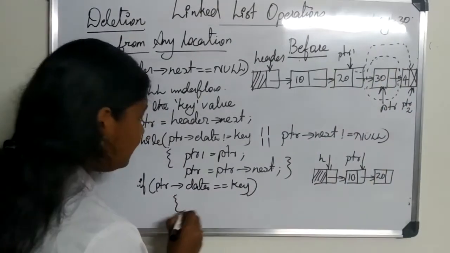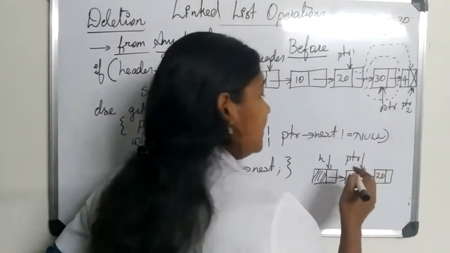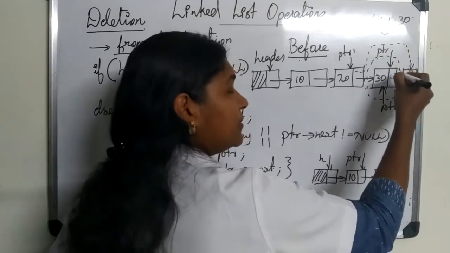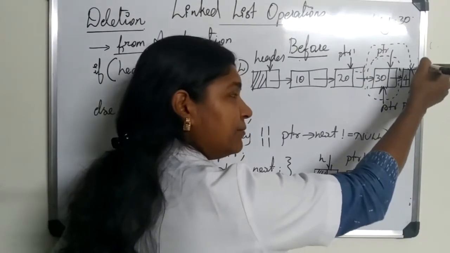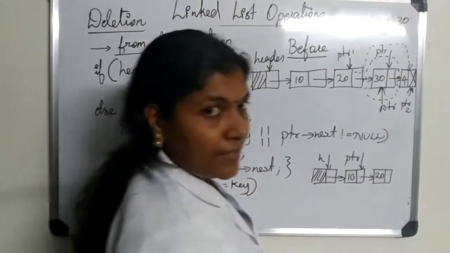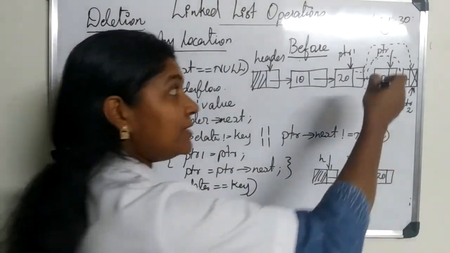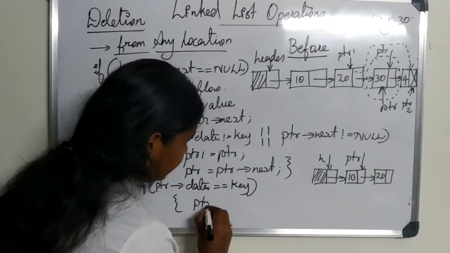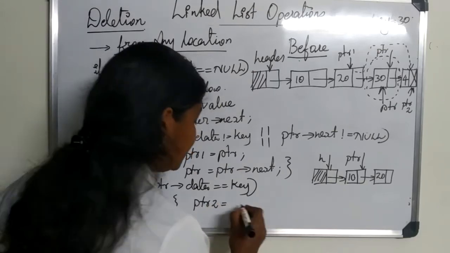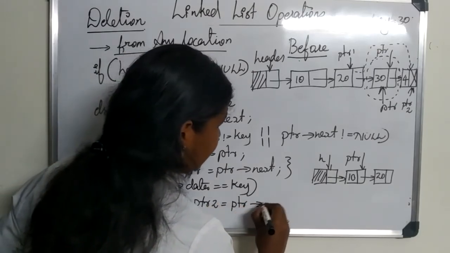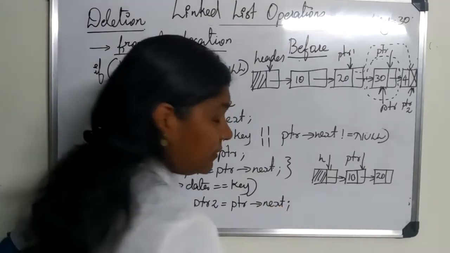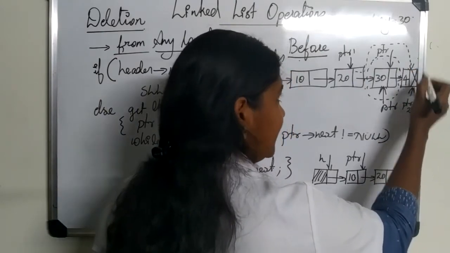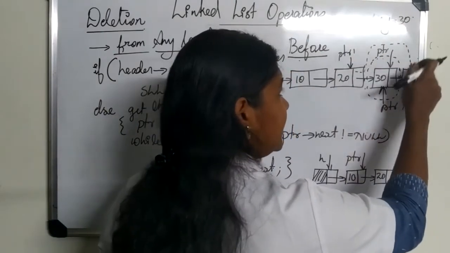Then if it is so, what we need to do: already ptr1 is here and ptr would be here. So if we want, we can give a name to the next node. Otherwise, without a name also we can proceed. So right now I am specifying the method by giving a name in order to avoid your confusion. So first I am providing a name, ptr2 is equal to ptr dot next. So right now we have this is ptr1, this is ptr and this is ptr2.